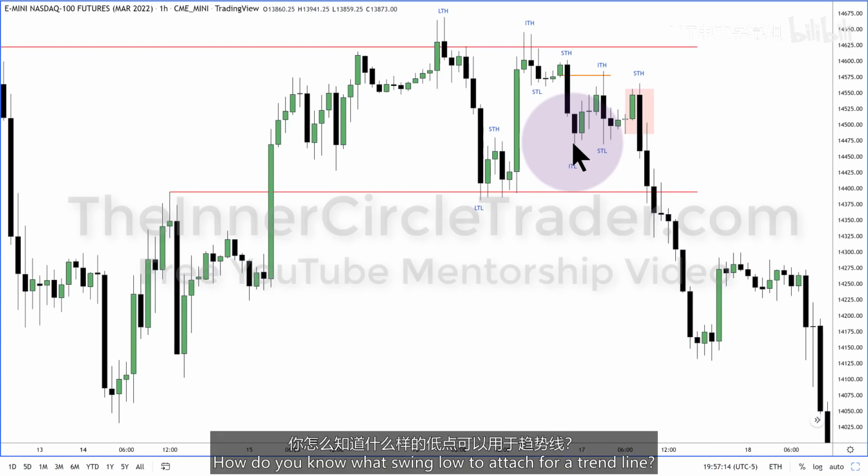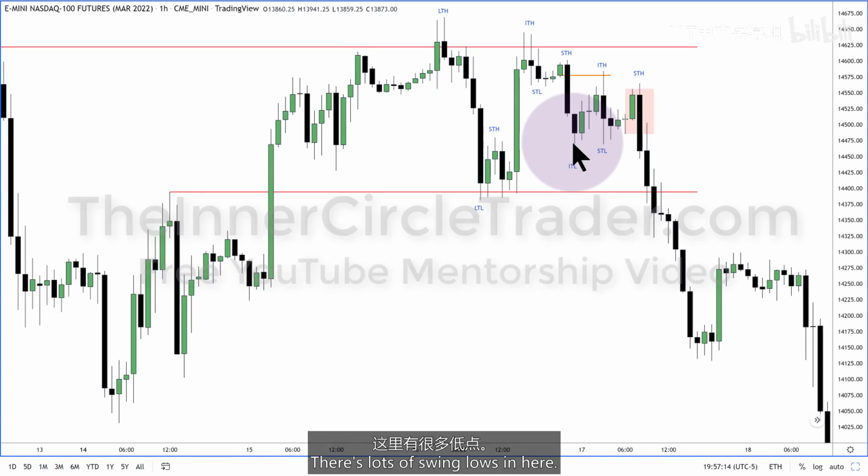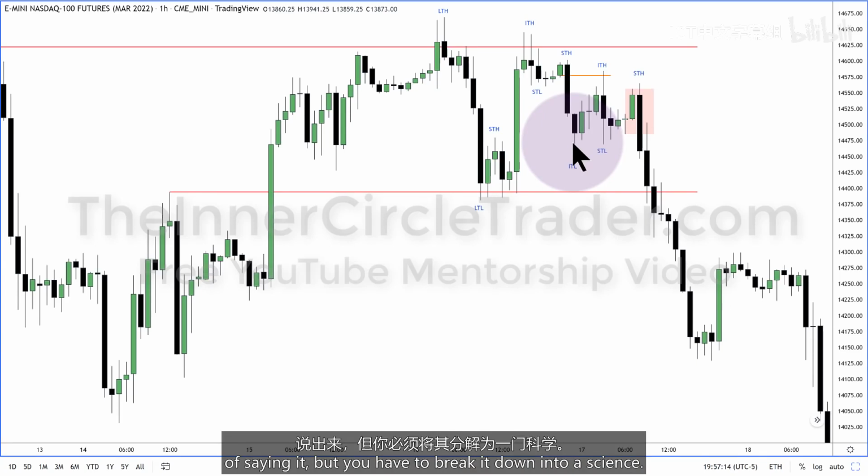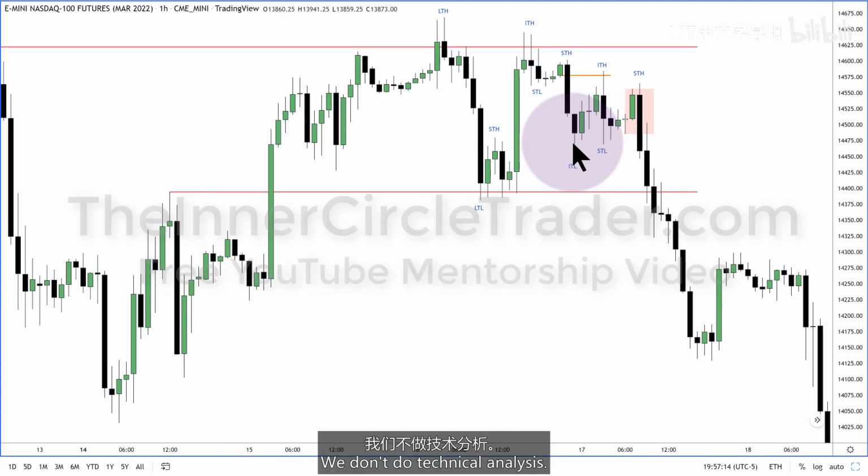How do you know what swing low to attach for a trend line? There's lots of swing lows in here. How do you draw it? It's all subjective. So you have to have a way to reduce it down to, I hate to say it like this, but it really is no better way of saying it, you have to break it down into a science. We don't do technical analysis. We do technical science.